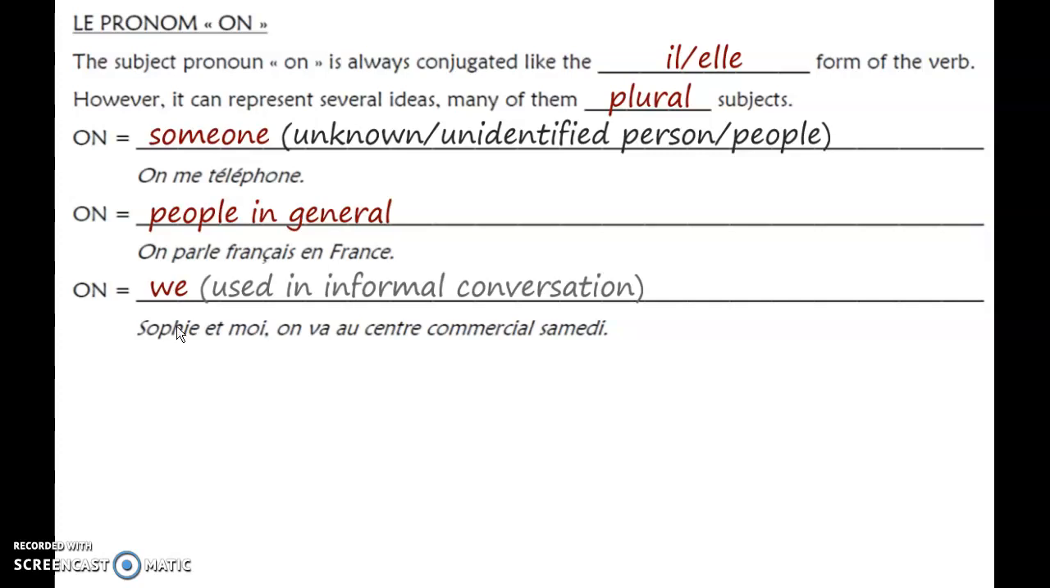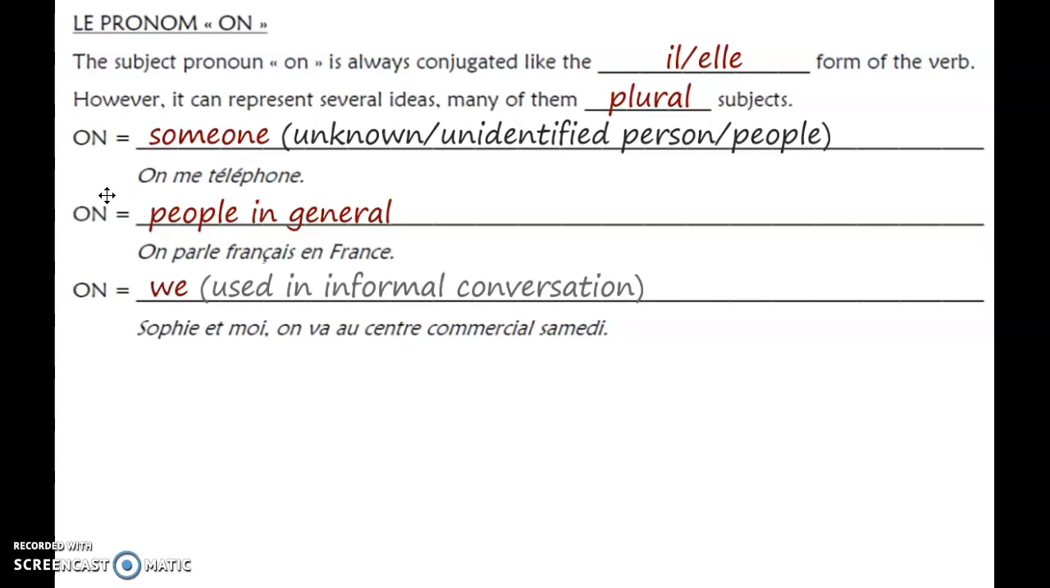So an example would be Sophie et moi, on va au centre commercial samedi. Sophie and me, we are going to the mall on Saturday. So rather than saying nous allons, we say on va because it's just a little bit shorter, a little bit easier. It's great for texting because it's fewer letters to type. So this is probably the most common usage, that one that's the replacement for the nous form.